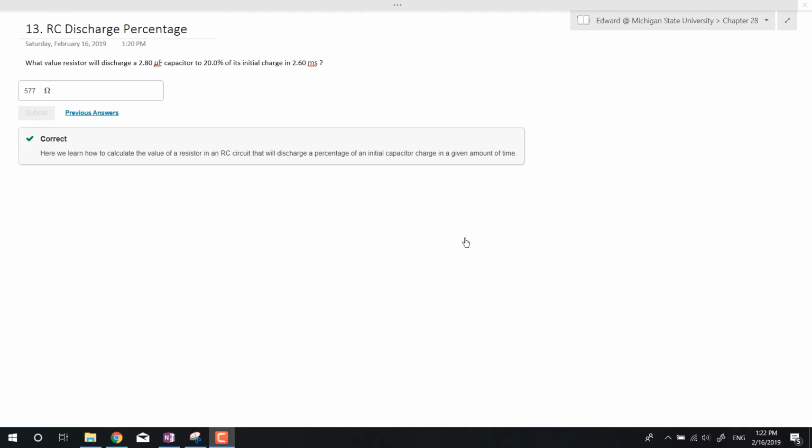Alright, Physics 184. Doing some more Mastering Physics on Chapter 28. This is question 13. And the problem is, what value resistor would discharge a 2.8 microfarad capacitor to 20% of its initial charge in 2.6 milliseconds? So, we're just trying to find 20% of the original charge.